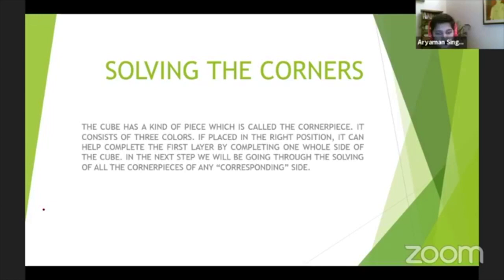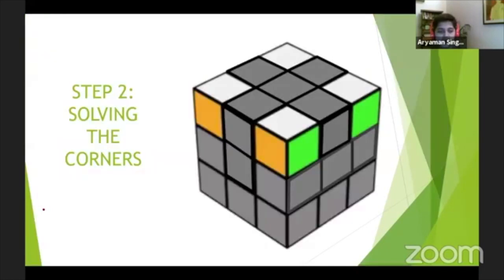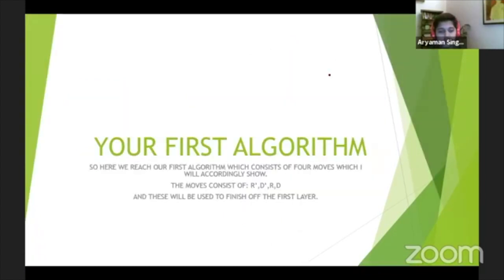The corner pieces are where your first algorithm comes into place. The cube has a kind of piece called the corner piece. It consists of 3 colors. If placed in the right position, it can help complete the first layer of the cube by completing one whole side of the cube. Next, we'll be solving all of the corner pieces of any corresponding side. These 4 dots over here are the corners. So we're just going to go over that.